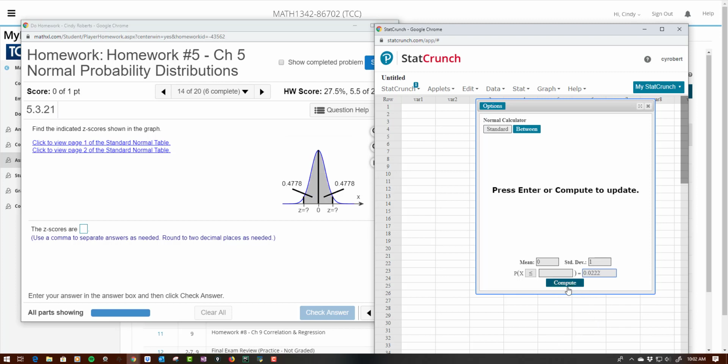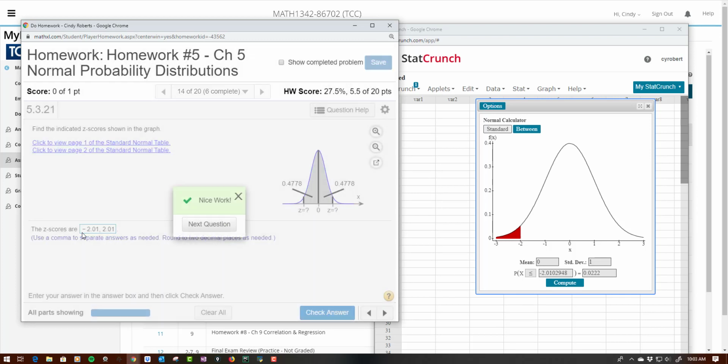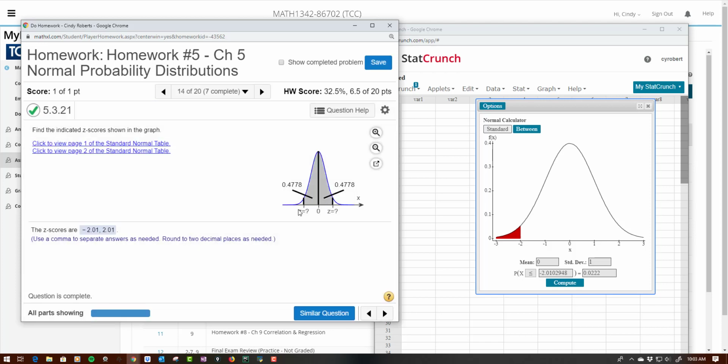Now, when I get this, this is really understanding the symmetry of this curve. If you do not understand that this z value and that z value are the same, but that's negative, that's positive, watch my videos where I explain this. I mean, you can click and use StatCrunch all day long, but if you're not understanding what this means, this would be negative 2.0, oops, and 2.0. Okay, so it's really getting you to understand how to figure out all these pieces.